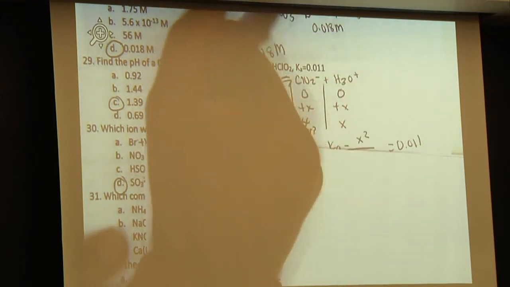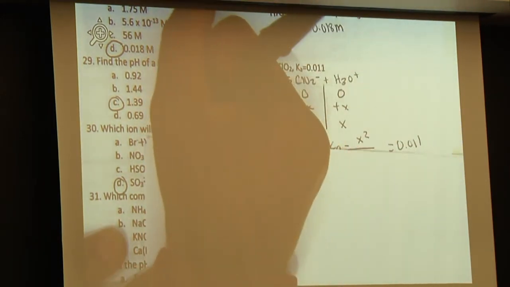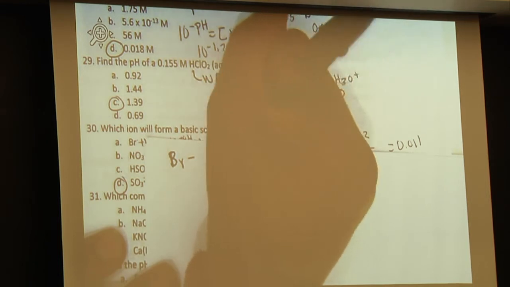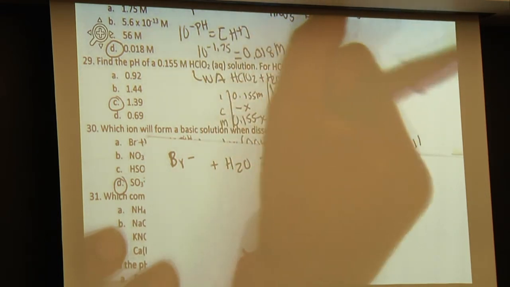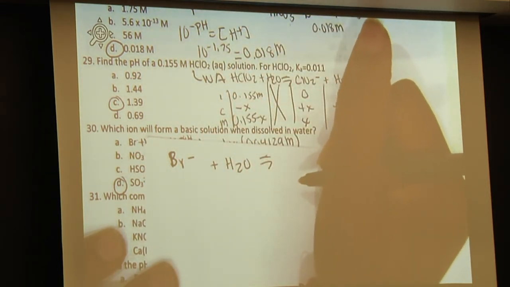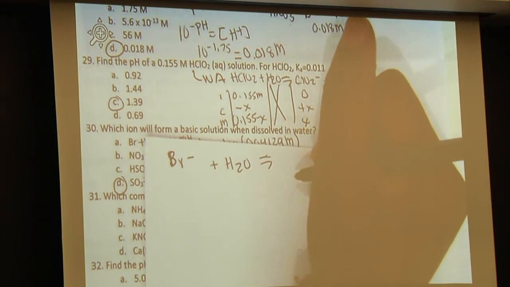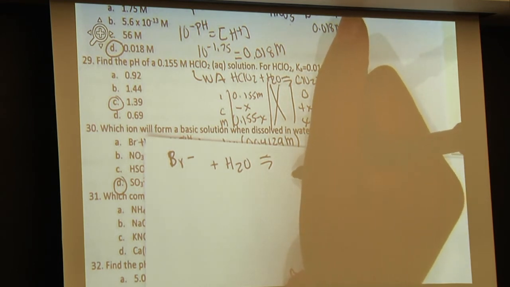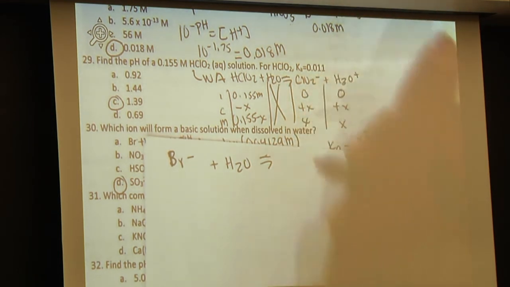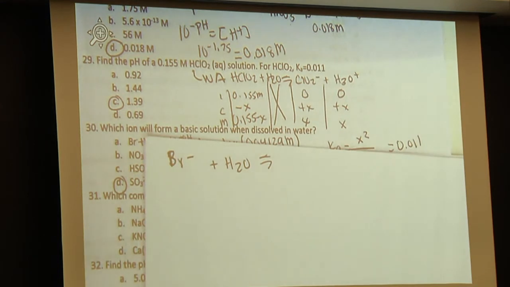So you have Br minus and water. But would it not be H3O? I mean, would it not be OH minus? Am I just confusing myself? I know the answer is D. I'm just trying to figure out how I explained that. I don't remember.